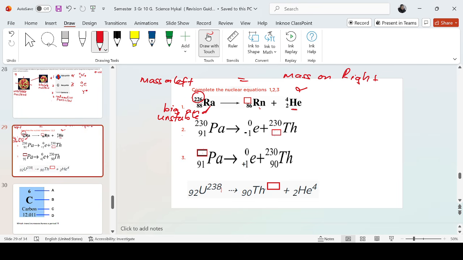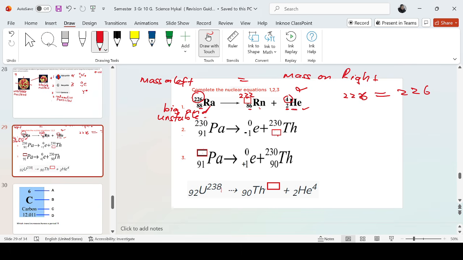What do I mean? Here is 226. To the right I have 4. What number do I need here to balance the 226? I need the mass number here to be 222. 222 plus 4 is 226, balancing with the 226 on the right. Okay? Let's come here, 88. The atomic number is 88 on the left. To the right I have 86 plus 2, 88. So it's balanced now.